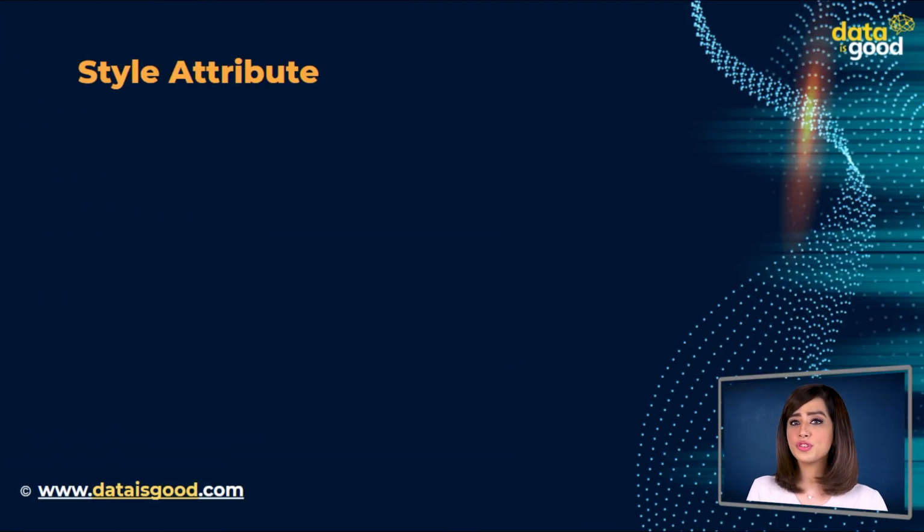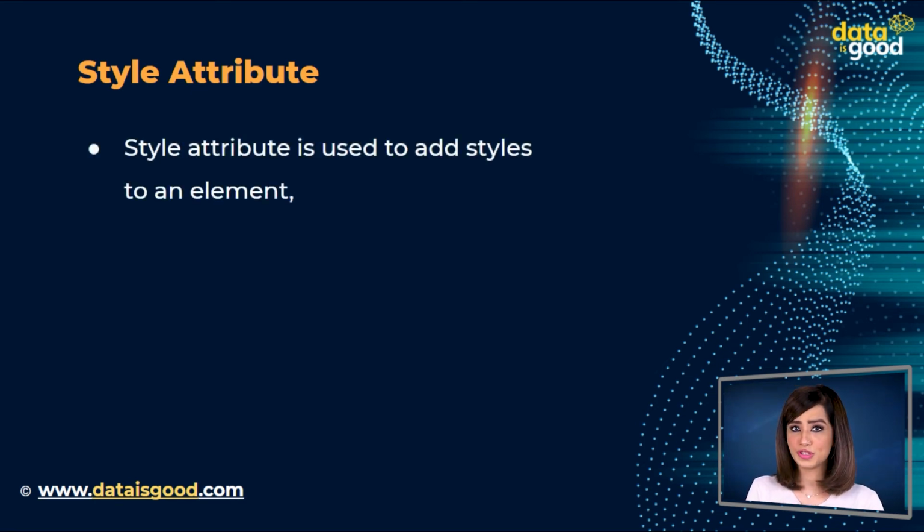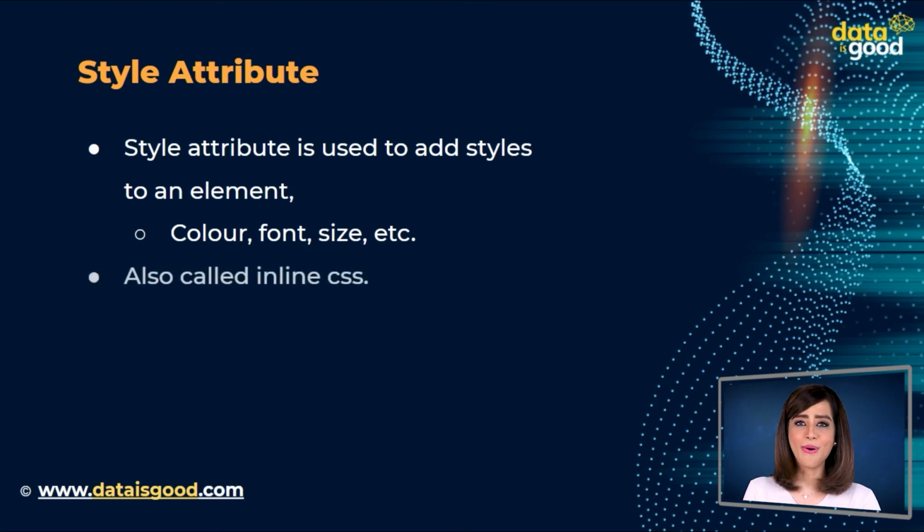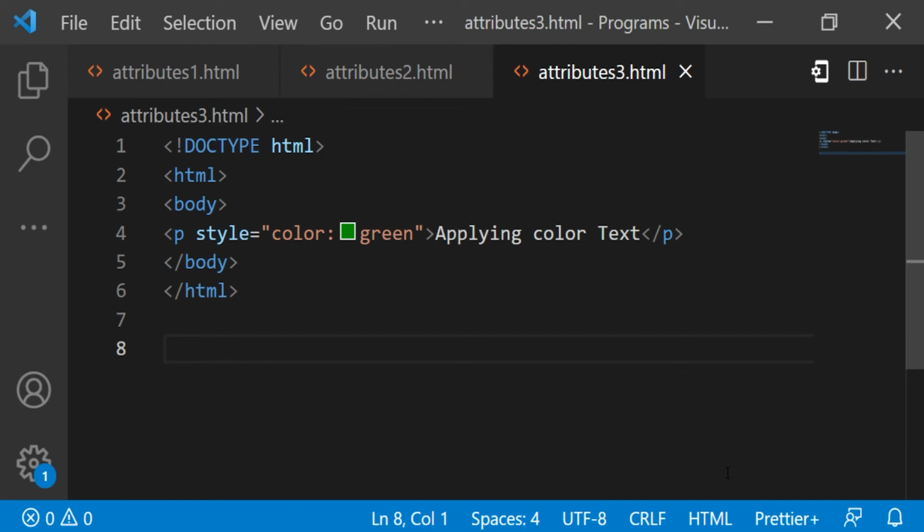So moving on to the next attribute, that is the style attribute. The style attribute is used to add styles to an element such as color, font, size, etc. It's also called inline CSS. We'll start with the color property to apply color to the text. Let's try this attribute with an example.